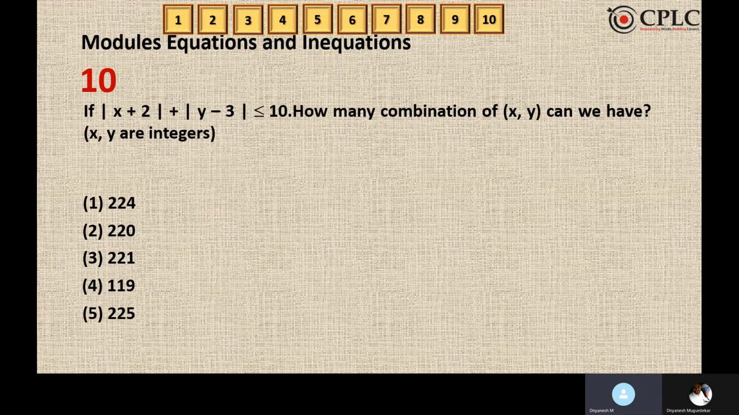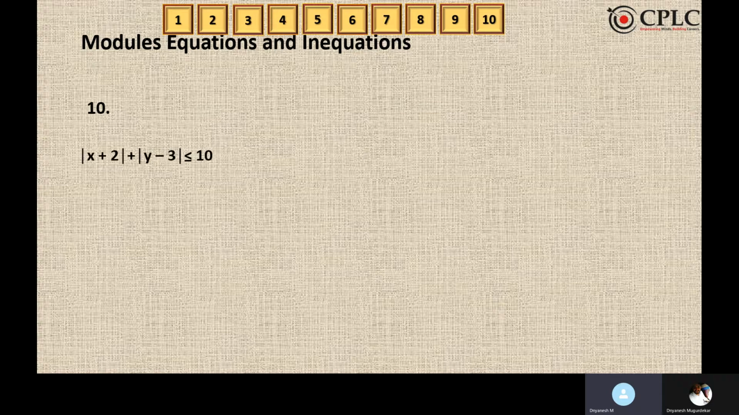Last bit: mod of x plus 2 plus mod of y minus 3 is less than or equal to 10. How many combinations of x and y can we have? x and y are integers. So again, inside the modulus along with x and y, what numbers plus or minus doesn't matter; less than or equal to 10 is what matters. So just now we had seen equal to 10.